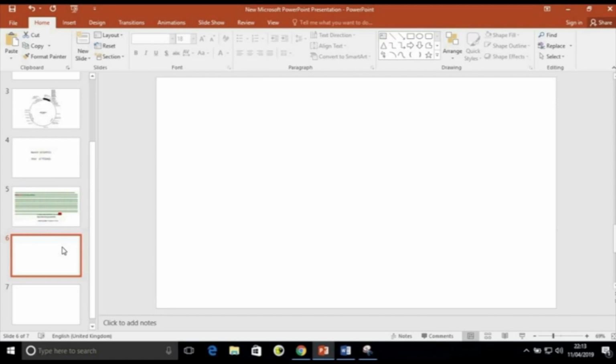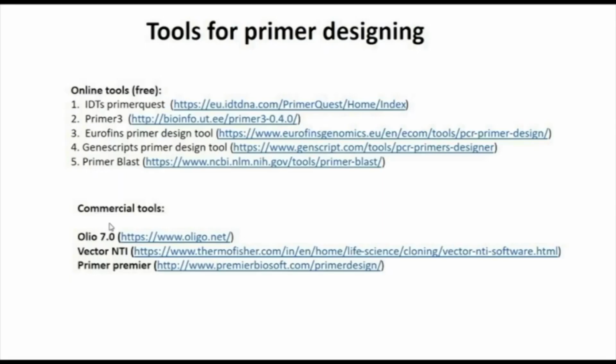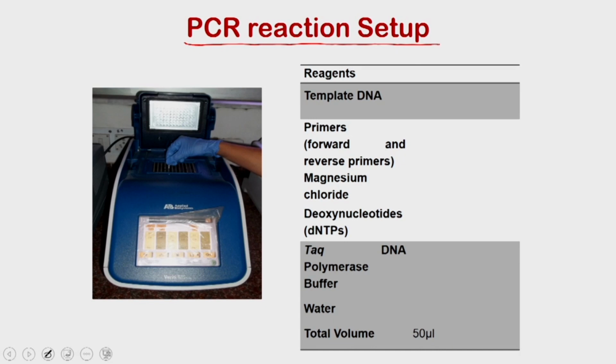We have done all these processes for designing forward and reverse primers, but instead of doing it manually, we can do it online. We just have to submit the sequence and it will return the forward and reverse primers. These are some of the tools available online for free, but there are commercial tools also available like Oligo 7, Vector NTI, Primer Premier. If you are interested in these softwares, you can just go through these sites and submit your sequence, and you will get your primers. And then subsequently we are going to show you how to set up the PCR reactions. This is a typical thermal cycler.